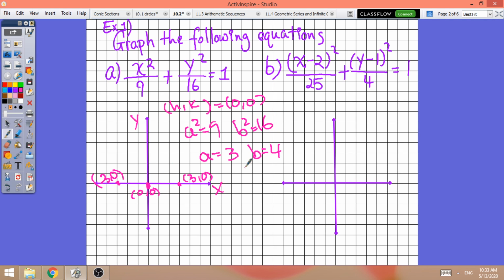And then the major axis will be right along the y-axis. Count 4 units to the top: 1, 2, 3, 4. And then 4 units to the bottom: 1, 2, 3, 4. So we got 0, comma 4, and over here 0, comma negative 4. For the vertices, the points that we identified, all you need to do is just connect them.